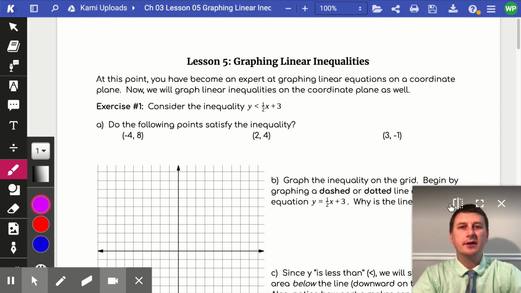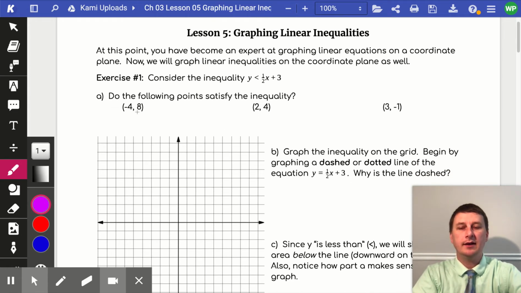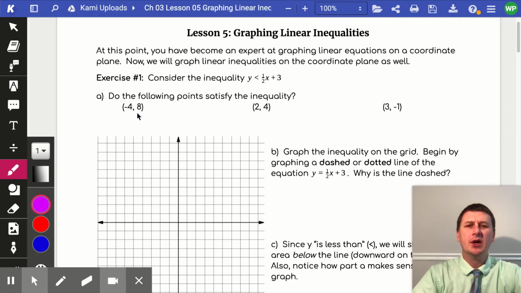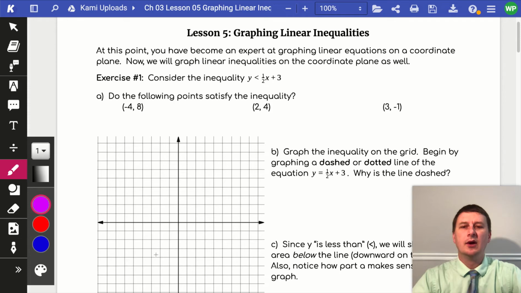So let's consider the inequality y is less than 1/2 x plus 3 to begin. And it wants to know a couple of things about this inequality. Does the point -4, 8 satisfy the inequality? So how can we figure something like that out? Well, that coordinate point has an x value and a y value. And in our inequality, we have an x value and a y value. So what we're going to do is substitute in our x and our y value to see what happens with that inequality.